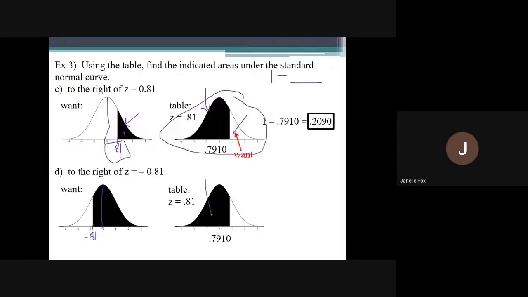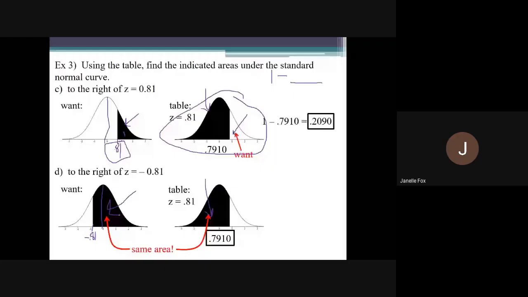Now, how is that related to what I want? Guys, this picture right here is the exact same picture as this one. It's just flipped. So I don't even have to change anything, folks. The answer is 0.7910. Whoop, whoop. Good job, me. That represents the area. That's what you're going to do.